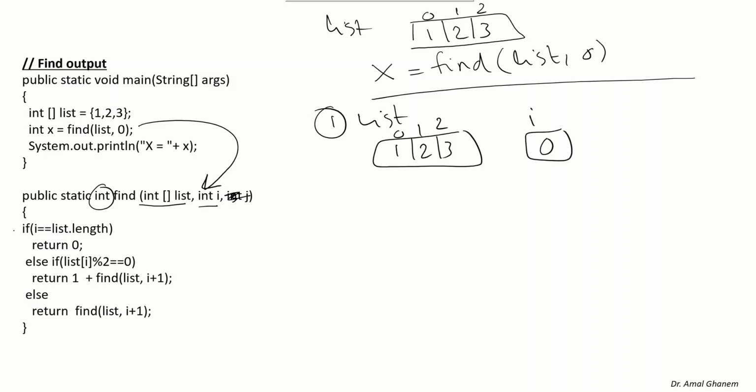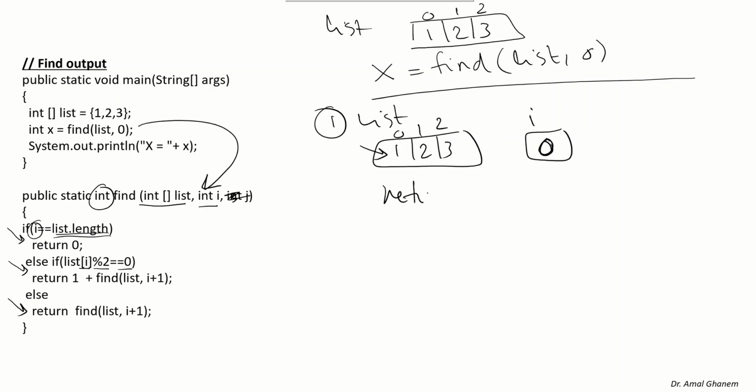Now go and check the first if. Do you have i reaching the length of the array? It's not, so we will not do the if. I will go to the second else if. Check the element at i modulus 2, is it 0? So check the current element, is it an even number? Because the current value of i is 0, list of i means I'm looking at the value 1, because this is location 0. Is it an even number? It's not. So I will go to the last else.